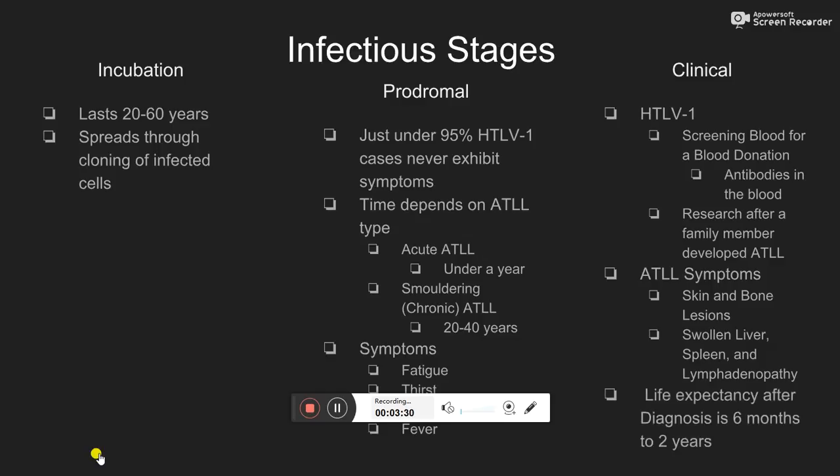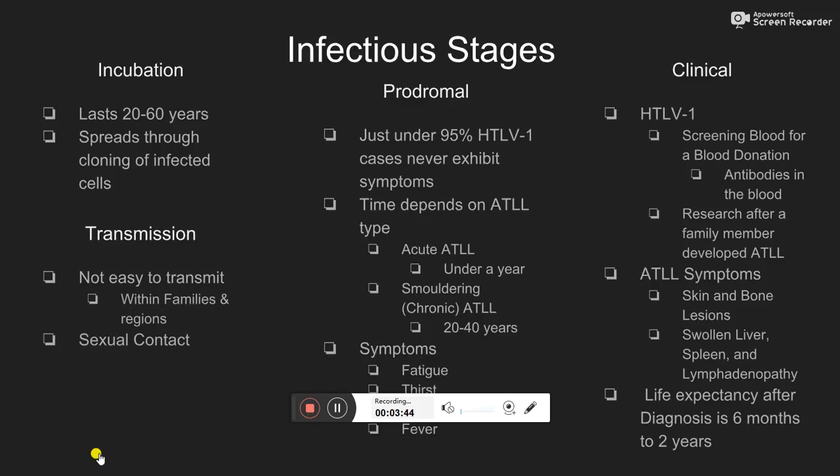However, it is good that HTLV1 is not easy to transmit. It stays within families and regions for long periods of time, and it's not transmissible by casual contact. It is transmissible through sexual contact, breastfeeding from mother to child, and blood, especially transfusions, which is why you have to get your blood checked before you can donate blood, and contaminated needles. This method of transmission is mostly prevalent between drug users.